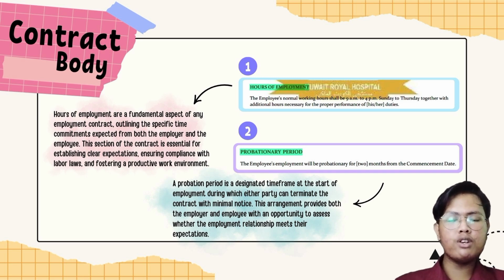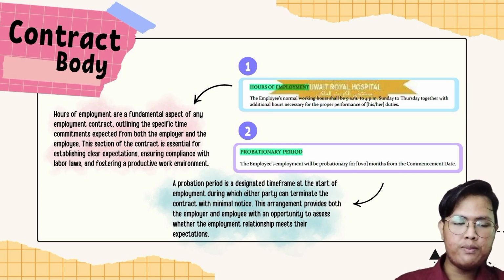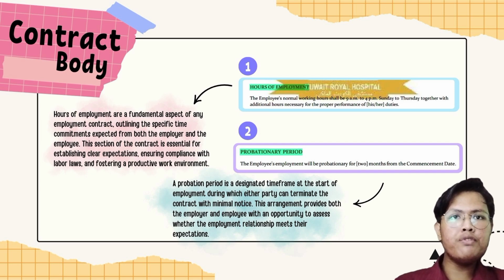And now we move to the contract body of an employment contract. The contract body also contains several pieces of information about the contract itself. First of all is contract hours and the probation period. Contract hours are the hours explicitly stated in the employment contract. They represent the minimum number of hours an employee is expected to work each week and are foundational for salary calculations and entitlements such as annual leave. For example, a typical full-time contract in many regions may stipulate 35 to 40 hours per week.